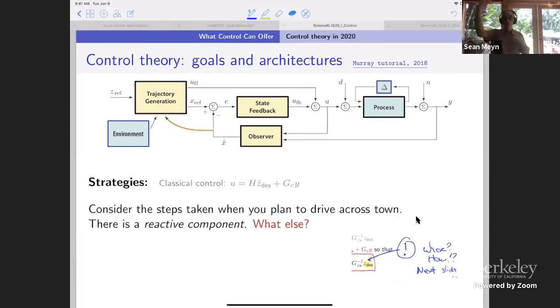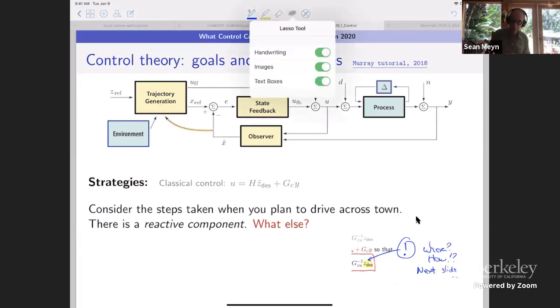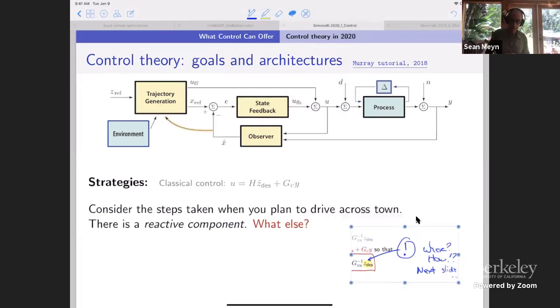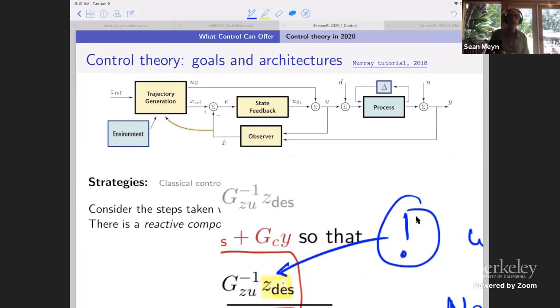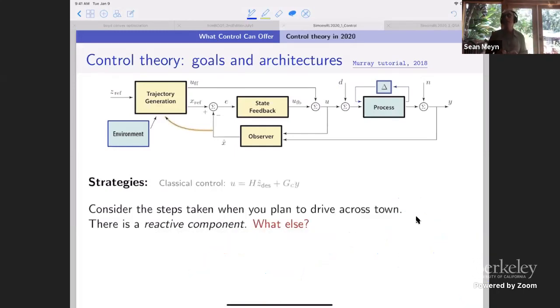So as I decide to drive across town, I will create this desired signal. My Z desired will be: I'm going to get in my car, turn it on, drive around, avoid the demonstrations downtown, and then go around and do this and that. The whole task of coming up with Z desired is a planning process in advance, which is often ignored. Well, it is always ignored in a classical control course. So this whole thing of just reacting, doing everything in real time, is just a small part of the puzzle.